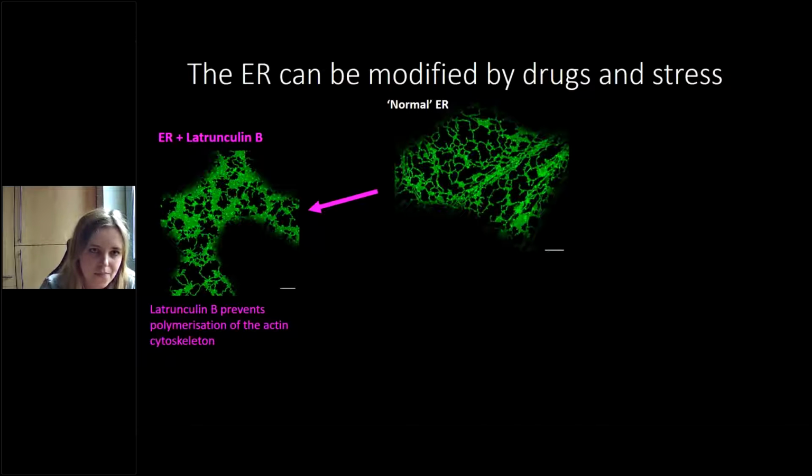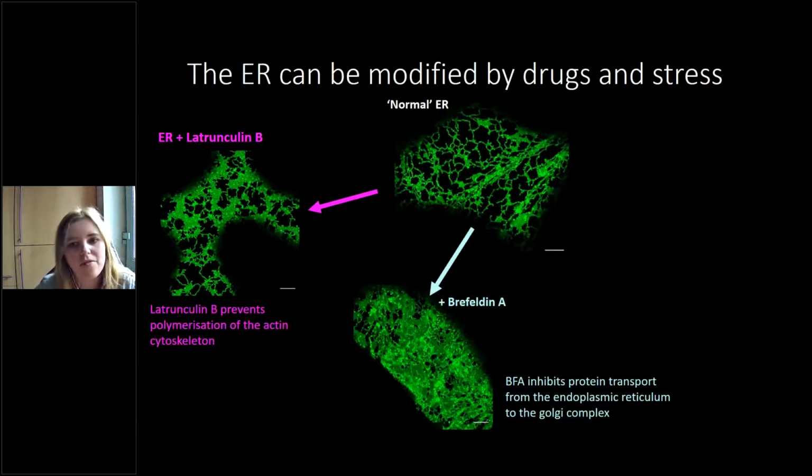Whereas another drug, Brefeldin A or BFA, which inhibits protein transport from the endoplasmic reticulum to the Golgi complex, we find again a shift towards a lot of cisternae. But it becomes a much more dense network and has these kinds of unusual patches of intensity through it, caused by the fusion of the Golgi membrane back onto the ER.